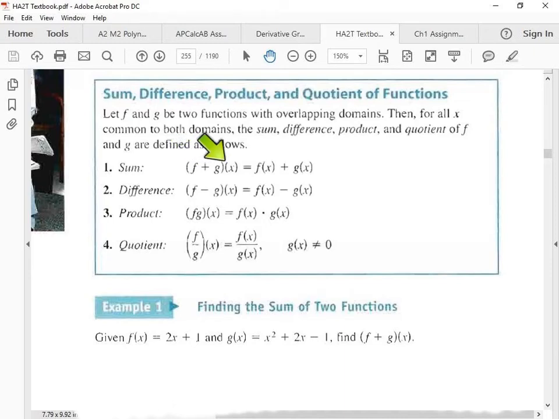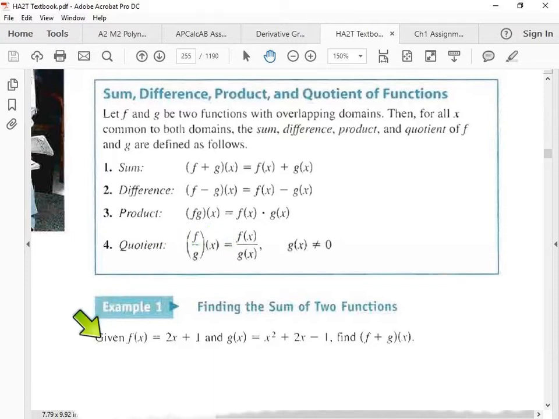Instead, this actually kind of does look like you distribute. But this is f of x plus g of x. This one right here means f of x minus g of x. This one means you're multiplying those two, and this one means you're dividing them. And make sure you know that g cannot equal 0, which you guys already do know. You can't divide by 0.